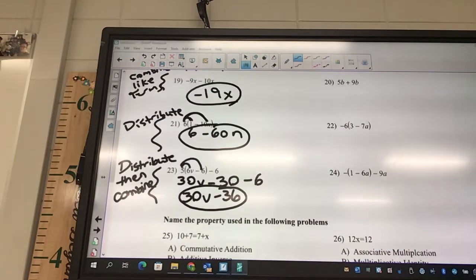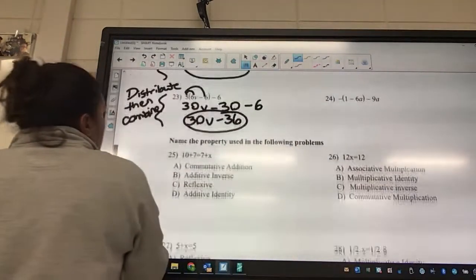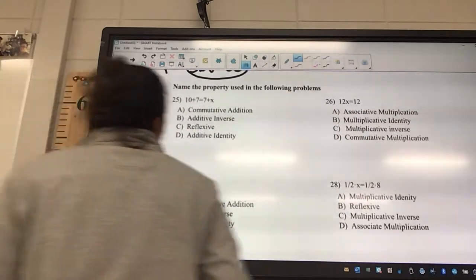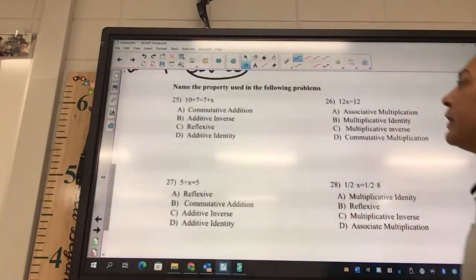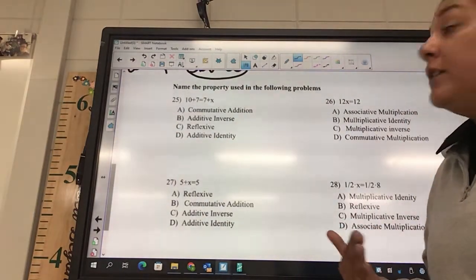Okay, so the last section on here, hopefully you have your sheet somewhere. If I have not given them back to you already, if I have, then find it because you're going to need it for your test. Okay, so name the property that was used. So these are multiple choice, so if you don't know, at the very least, guess.